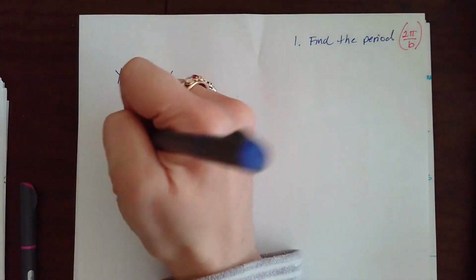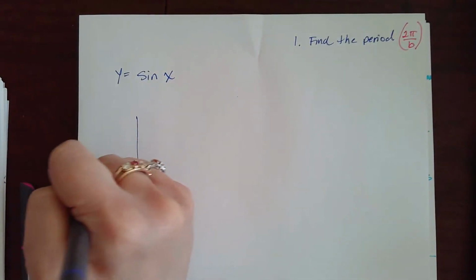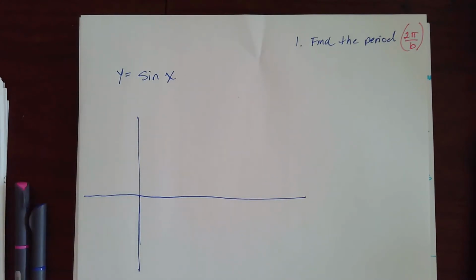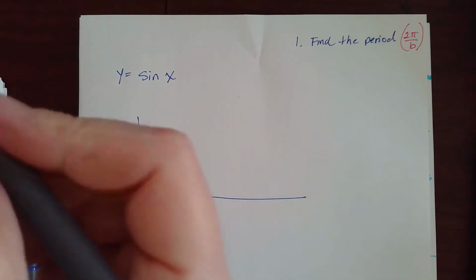So for this graph, I'm going to go ahead and graph. I like to do these on regular paper, not graph paper, just because I like to not be limited by the squares. So this is one of the few times that I actually graph these without graph paper, but you can do whatever. So the first thing I'm going to do is find the period of my function.